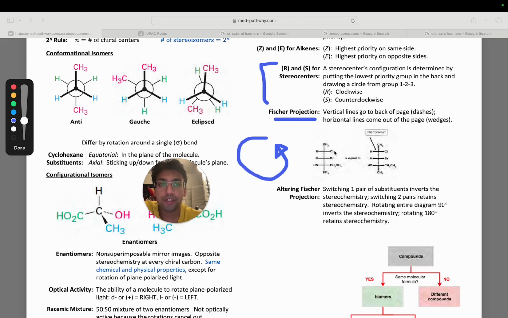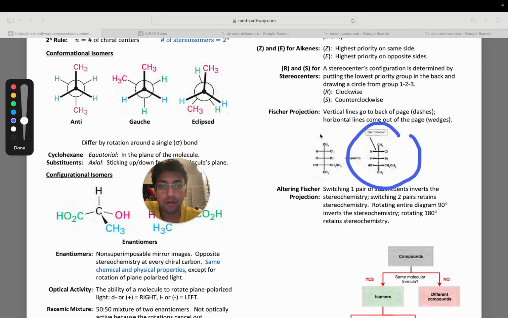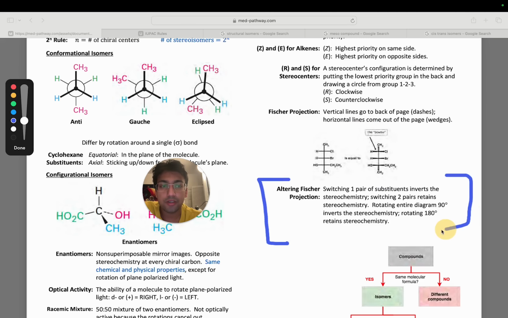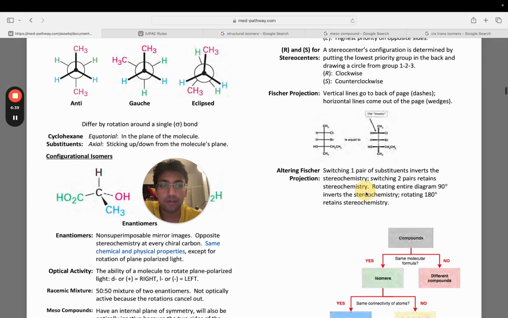Now we have Fischer projections. It's not super important that you know how to draw something in Fischer projection, but I would just know that vertical lines go back of the page and horizontal lines come out of the page. So this is what this is referring to. Those are Fischer projections. Now, altering Fischer projections, it's not too important that you know how to do this, but you can read over this.